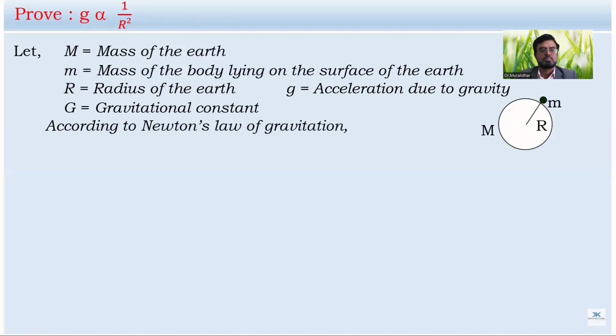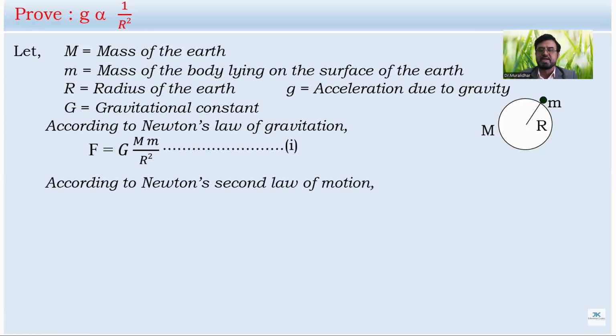Now, according to Newton's law of gravitation, F is equal to G capital M small m by R square. The distance between them is R, that's why d square becomes R square. And the mass of the first body is capital M, the second body is small m, that's why capital M and small m are written in the formula. This is equation number 1. Now we also know, according to Newton's second law of motion, F equals mg. This is equation number 2.